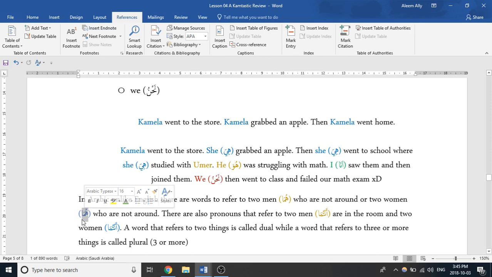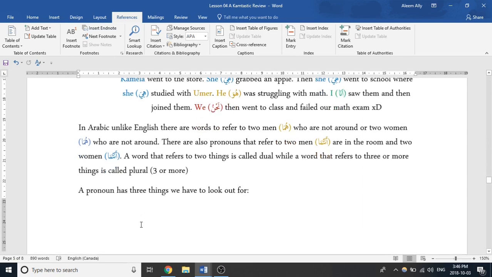Similar to English, where you only know if you're speaking to a guy or a girl based on the context, right? There are also pronouns that refer to two men who are in the same room, there in front of you, or to two women, and that's entuma, right? A word that refers to two things is called dual, while a word that refers to 3 or more things is called plural. And this is unlike English. In English, when you have 2 or more things, that's considered plural, right?